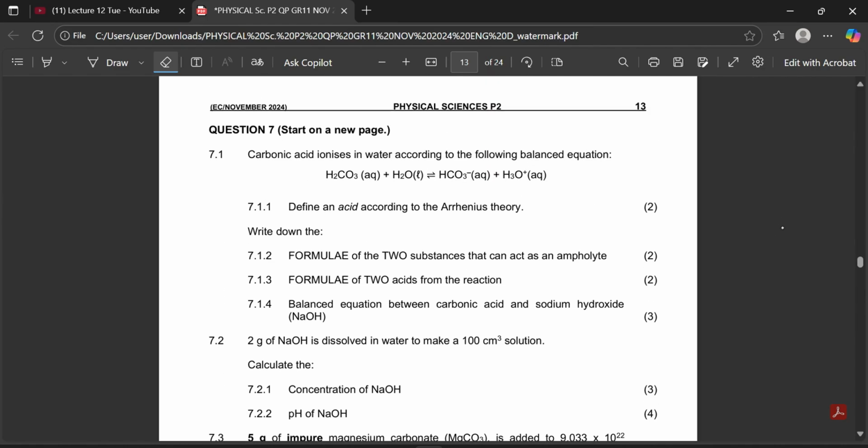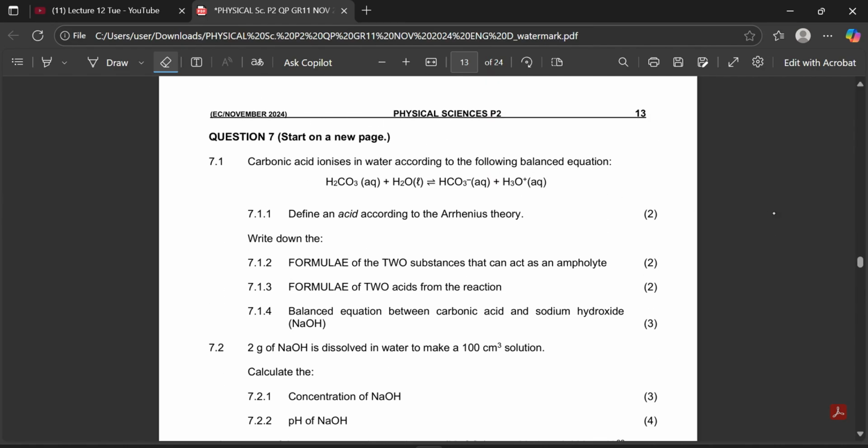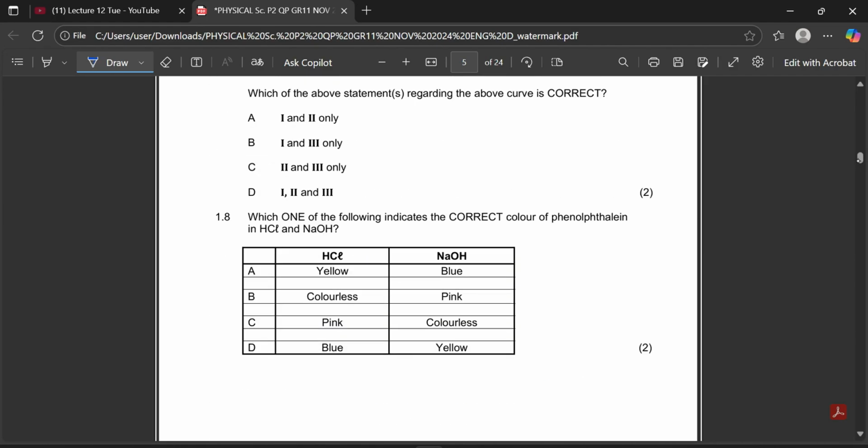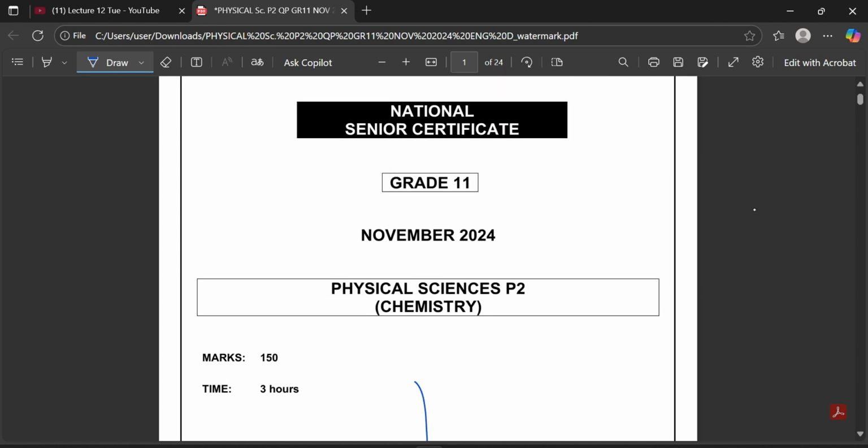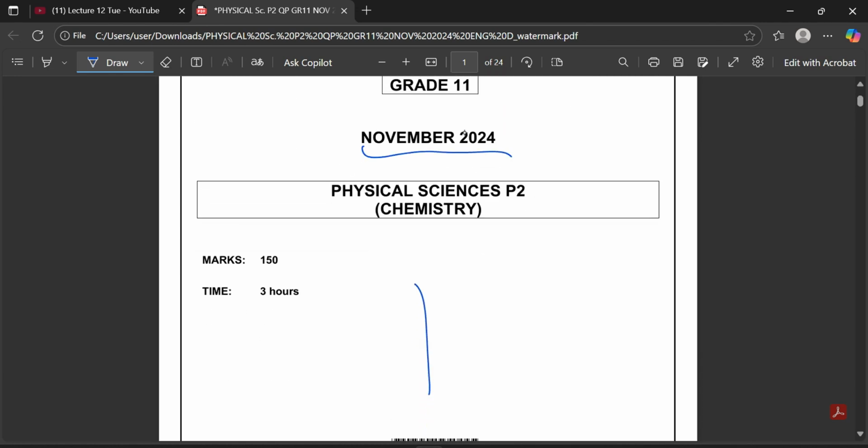By the way, this paper was sourced from the Eastern Cape, November 2024. Let's just get the precise paper. Okay, there we go. It is a paper from November 2024, grade 11, paper 2 out of 150.